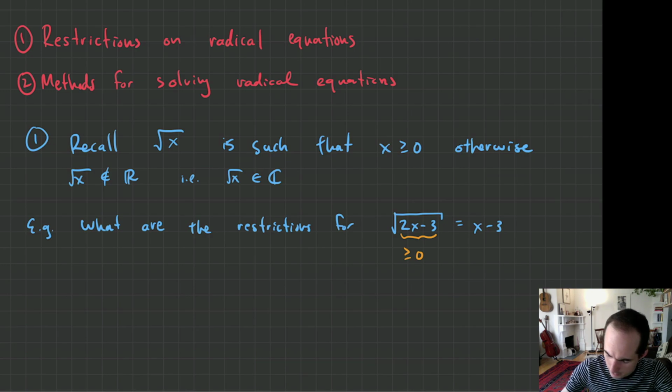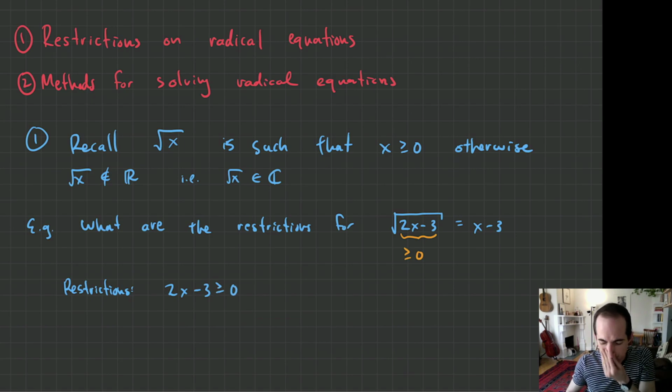So what does that look like? The restrictions are such that 2x minus 3 is greater than or equal to 0. Okay, so let's fiddle around with that. What are the restrictions on x? Well, this works a lot like an equation, so we're basically going to solve for x. That said, there may be a few rules we need to cover about solving inequalities.